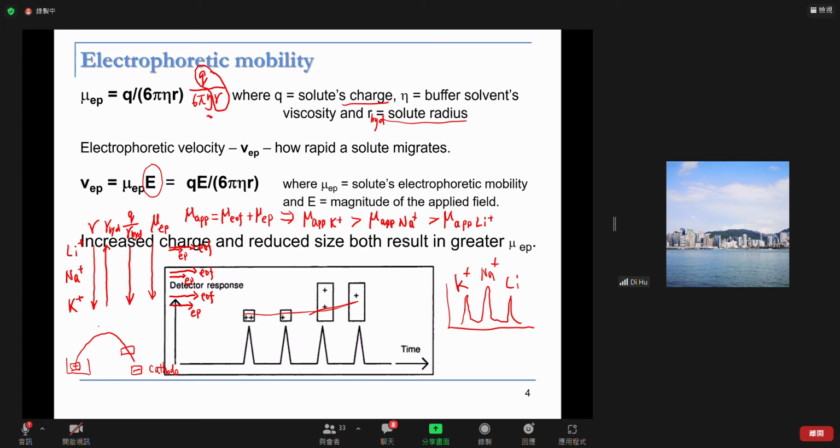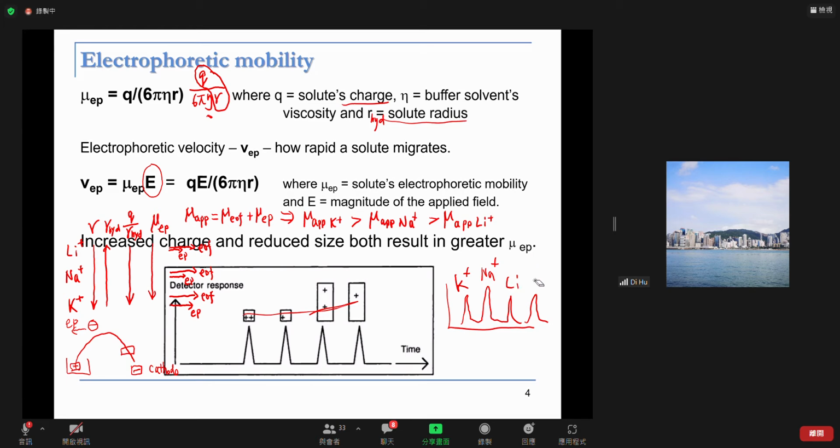But however, for anions, their EP is in the reverse direction, the opposite direction to the EOF. So that means the EP is actually pulling them back, making them travel slower. Okay, so that's why you will see the positive ions come out first, and then in between will be the neutral ones.